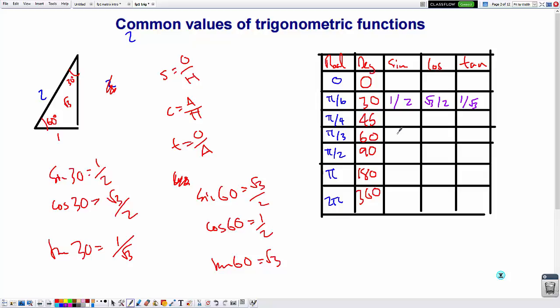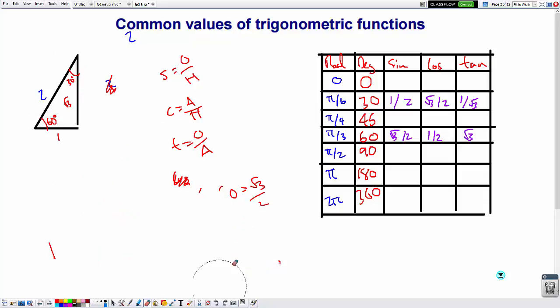So sine of 60 is root 3 over 2. You should notice there is a kind of symmetry here with 30 degrees and root 3 over 2. Cos of 60 is a half, and tan of 60 is root 3. Alright, so that gives us some of the values. Now we need another triangle. This was an equilateral triangle of side length 2; you cut it in half and get 30 and 60 degrees. Okay, let's get rid of all this.